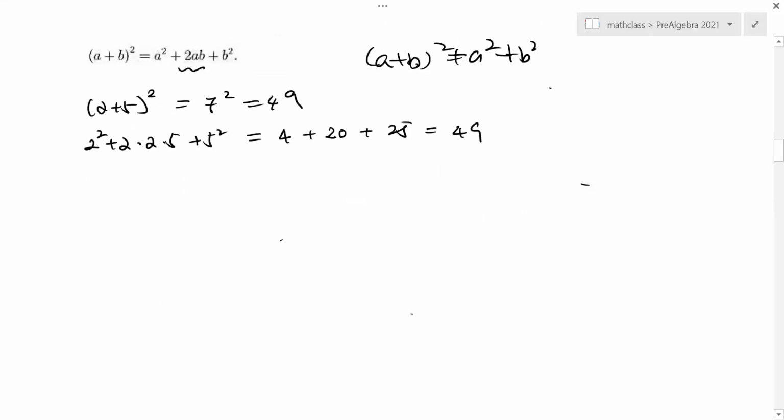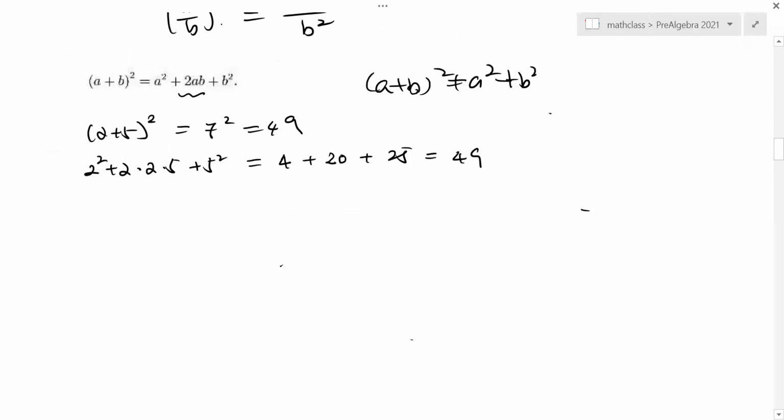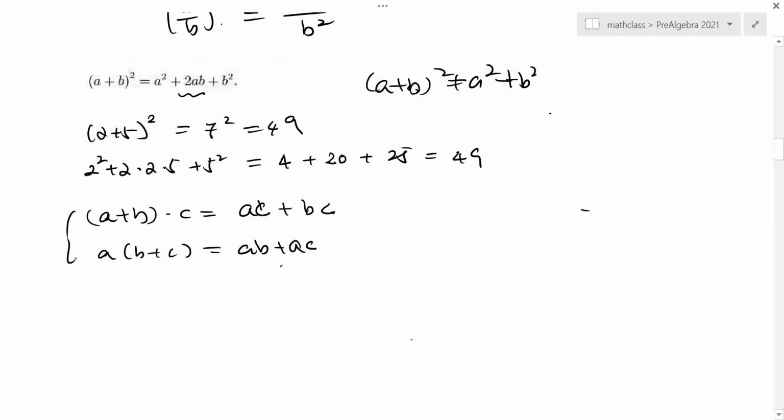And so let's try to prove it. How do you prove that? Now the formulas we are going to use: a plus b times c is going to be ac plus bc. That's the first formula we're going to use. And another one is a times b plus c is ab plus ac. Those are the formulas. We have simple formulas, right?